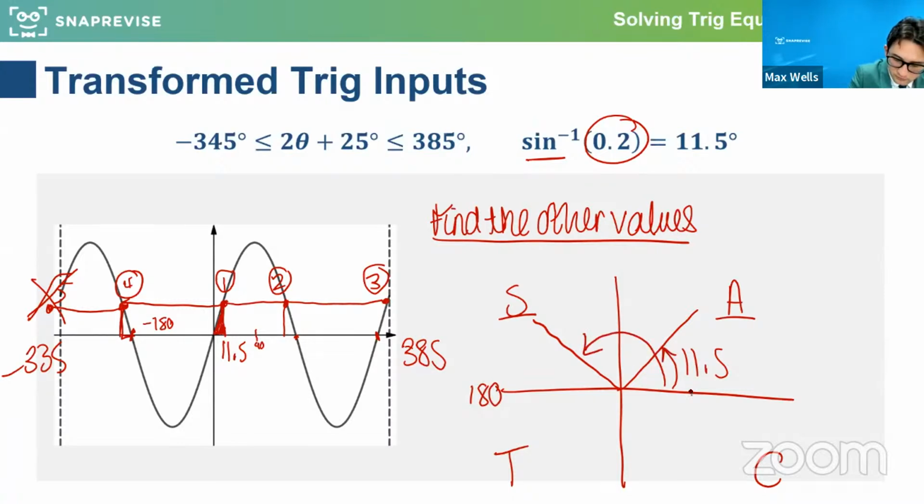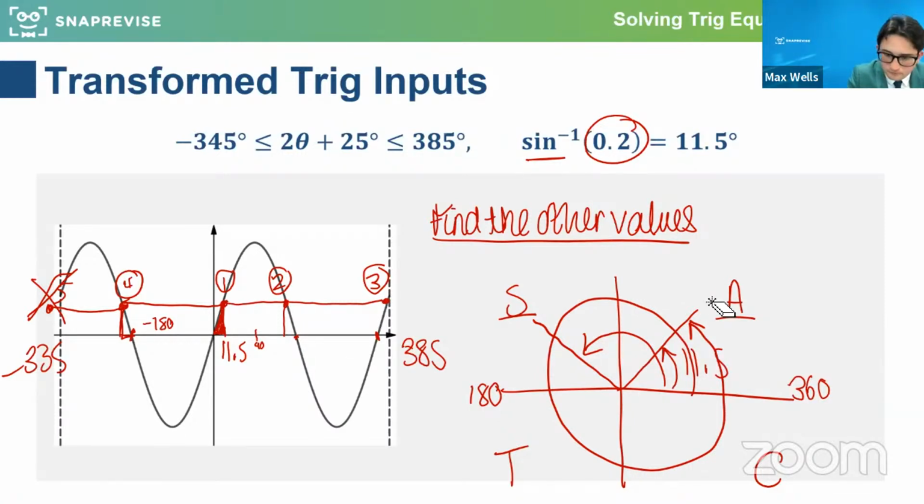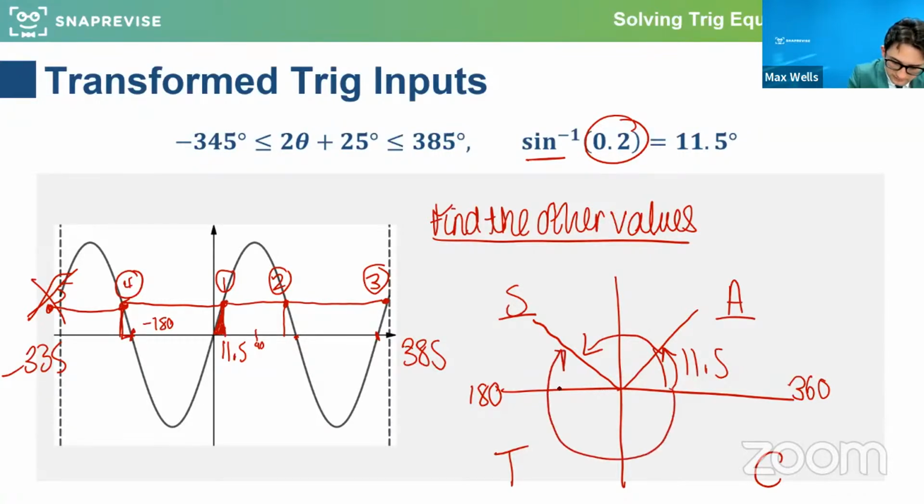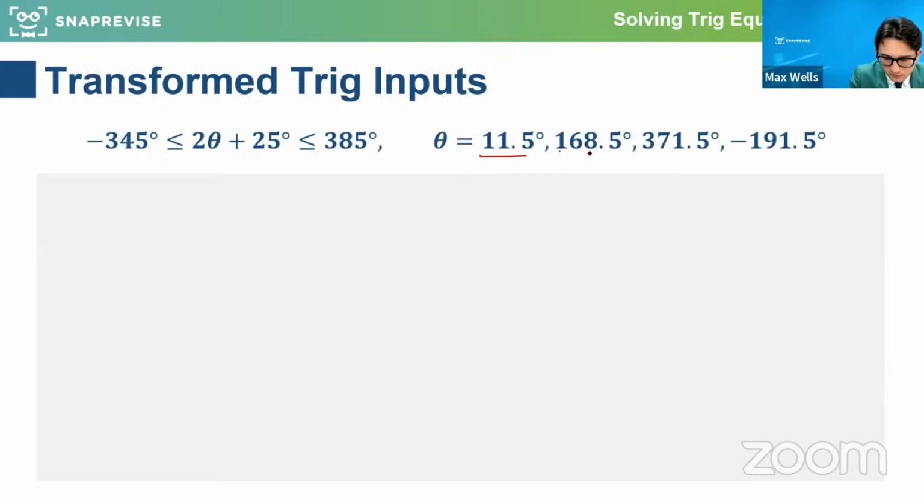And then you'll also hit it back round here, 11.5 on from 360. That's where you get your 371.5. No worries. And then also in the negative direction, you'd also hit it at minus 180, minus 11.5. And you'd try this one, but it would be out of range. So that's where you get your four values. So there's our values we get for, and actually this is 2 theta plus 25.